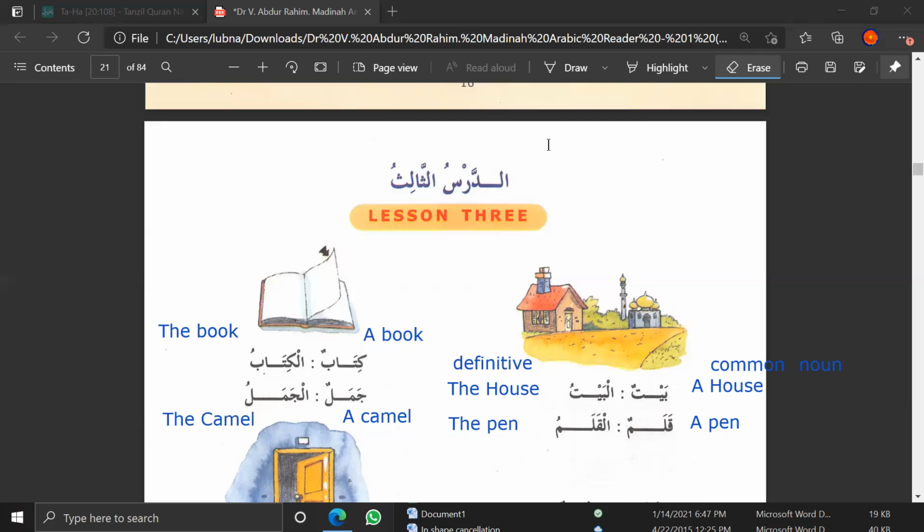Okay, let me erase all. What did we learn so far? Common noun and definitive, and the. And when al comes, the tanween goes away. When al comes, it makes the common noun definitive. So we learned these things so far. Let me erase all these.